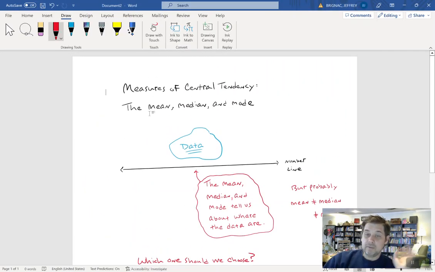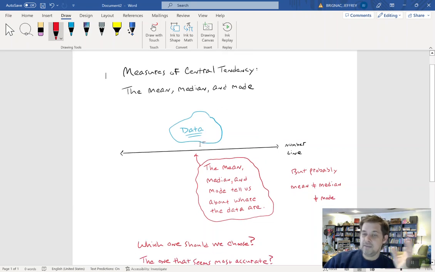We call the mean, median, and mode measures of central tendency because they tell you about where this cloud of data is. Roughly, they point to the middle of it. So instead of saying, well, there's this data all over the place, we say, well, it's right here, okay? That's what the central tendency number does.